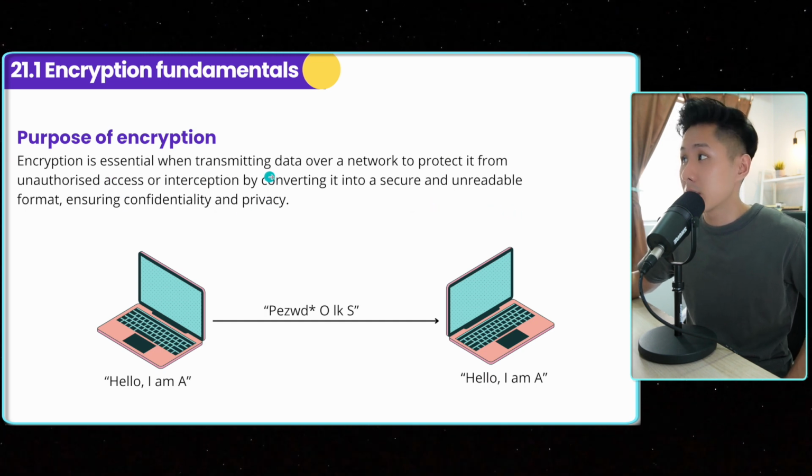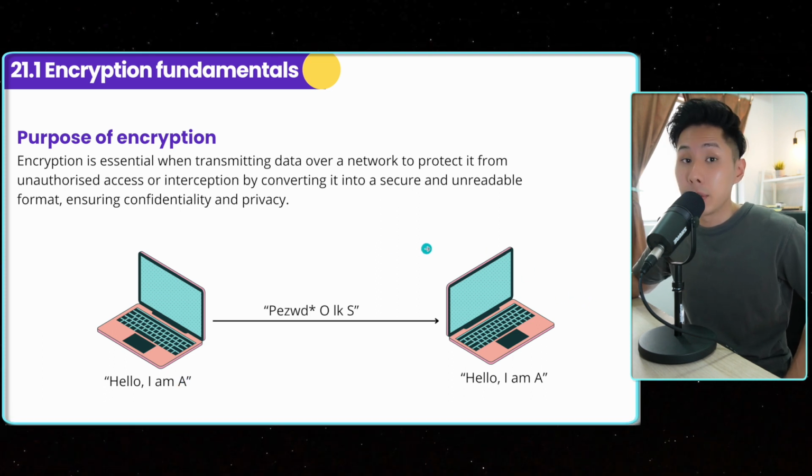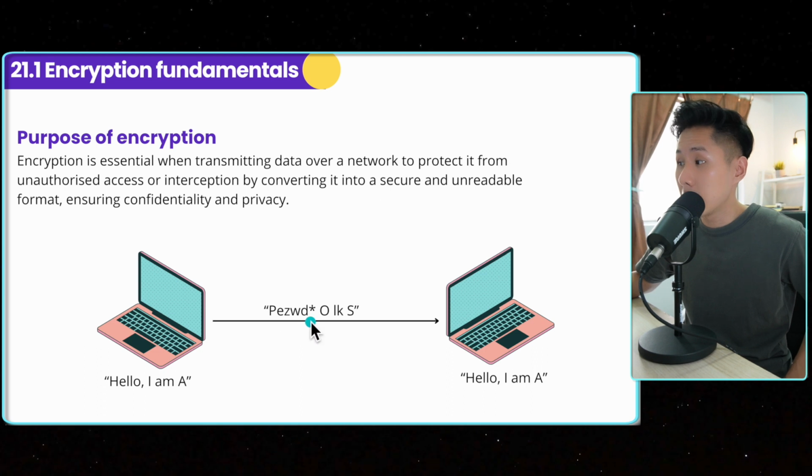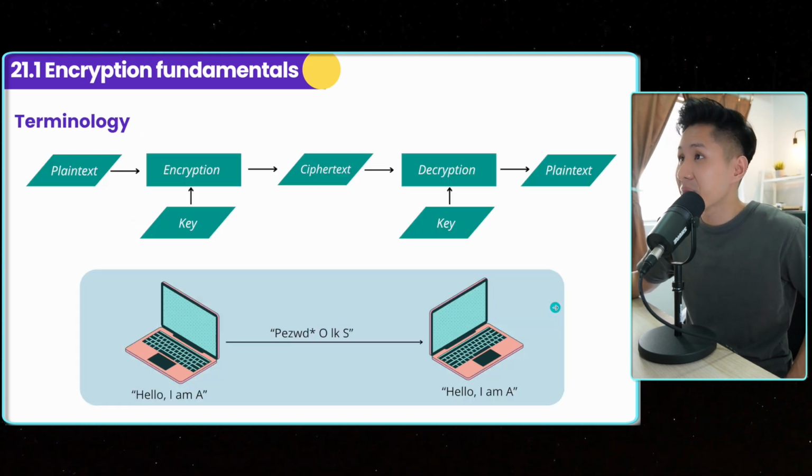It's essential when transmitting data over a network. So for example, when you're transmitting data like this, a message to your friend, you don't want other people to read your data. That's when encryption comes in to make it meaningless. And then from here, you are protected from unauthorized access or interception by converting it into a secure and unreadable format. So something like that.